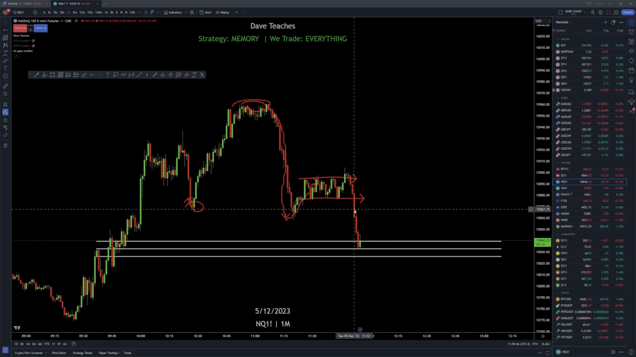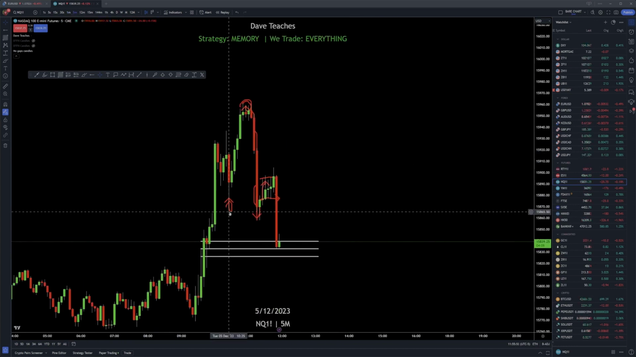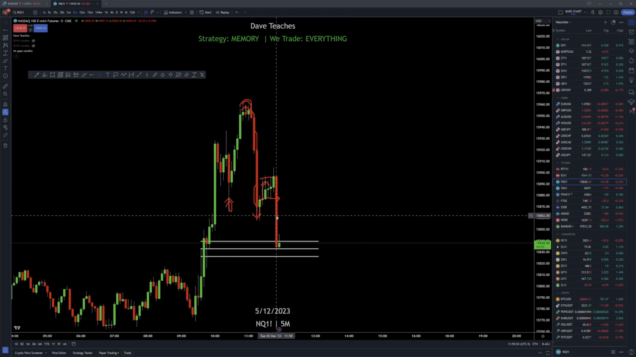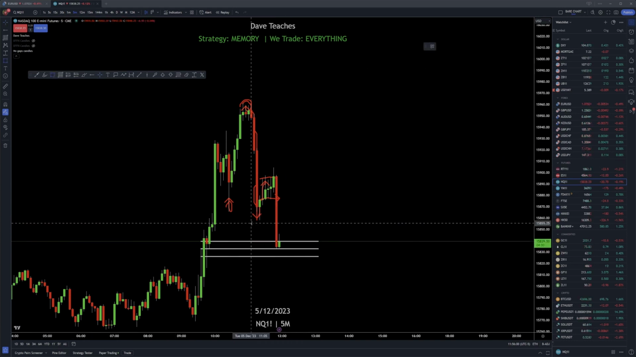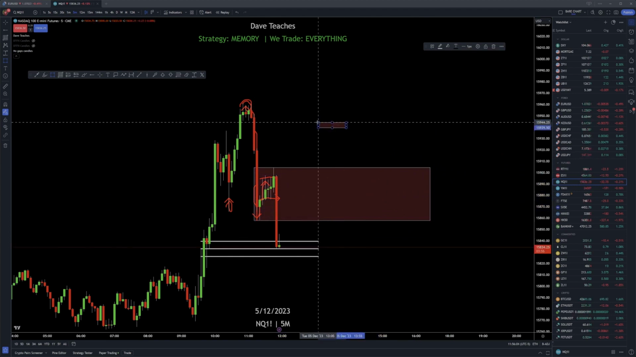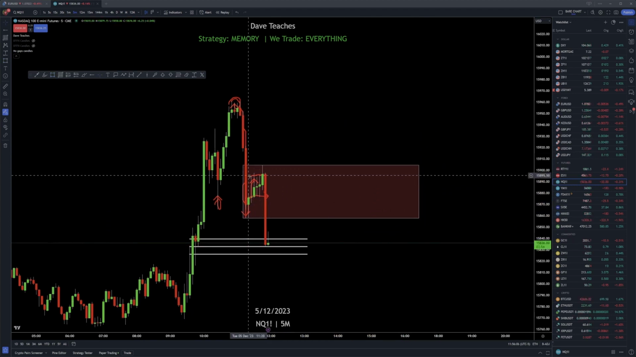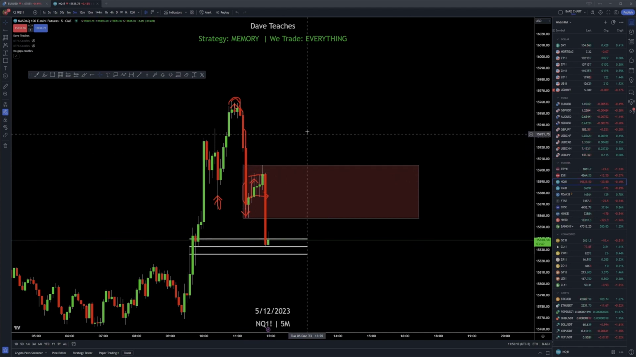Now, we got the closure. Wait, did we? Hold on, what time frame is this from? Okay, yeah. Yeah, we got the closure here. This 5-minute closure right here. So we got this closure. Now we have this previous range here. Don't want to see price get back into this imbalance up here, because if it does, it could end up trading up to fill the rest of it.